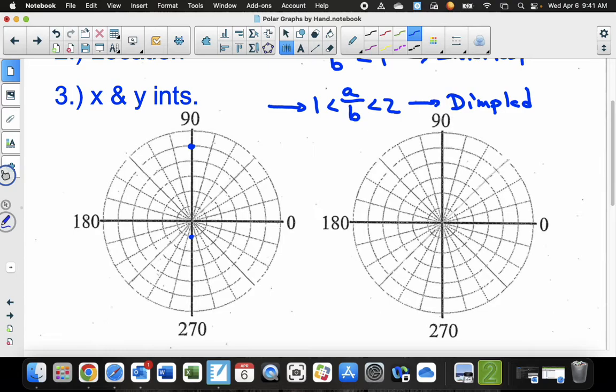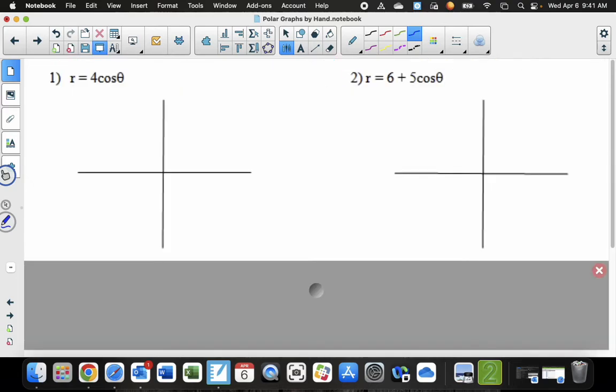Okay, take a look. Let's start with problem number 1. We're going to do 3 examples together, one of each type, so you can see the process on each one. And then I'll give you a chance to try it on your own.